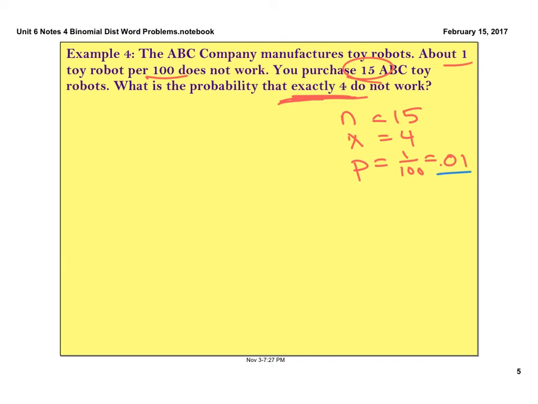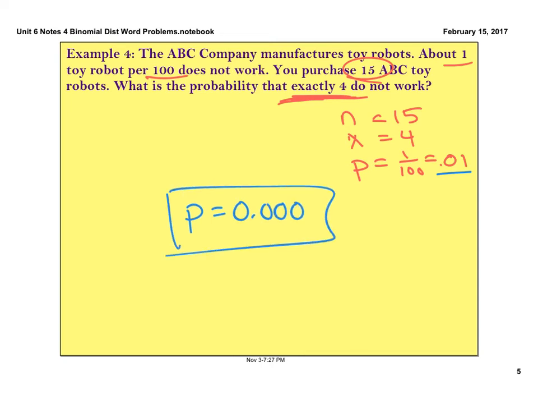So now I'm going to go to my 15 box. It's the very last box in this table, so it's on the back page. And I'm going over to that 0.01 column, which is the very first column, and I'm looking at x is equal to 4. And check it out. That's a probability of 0.